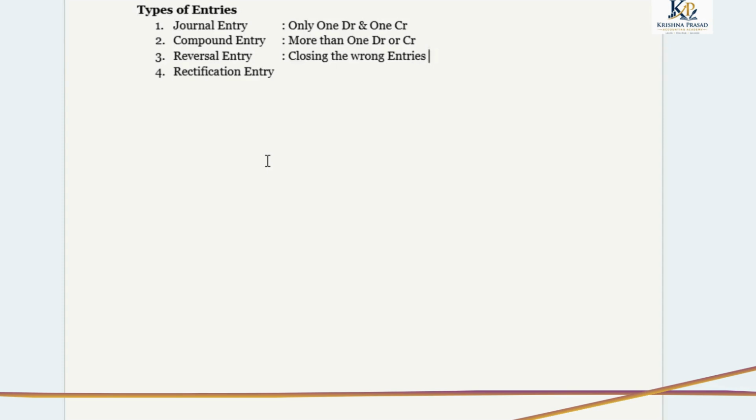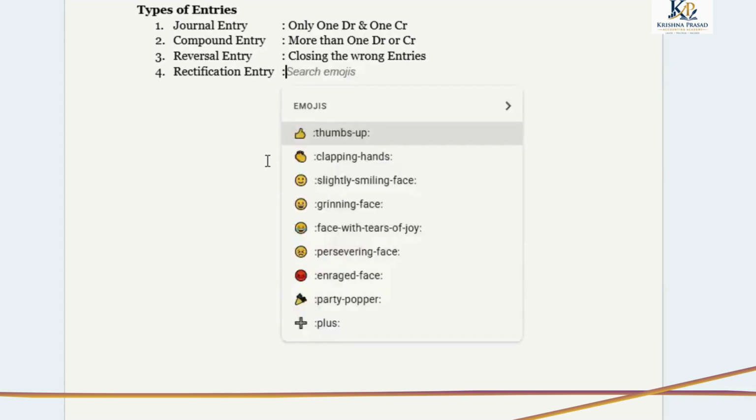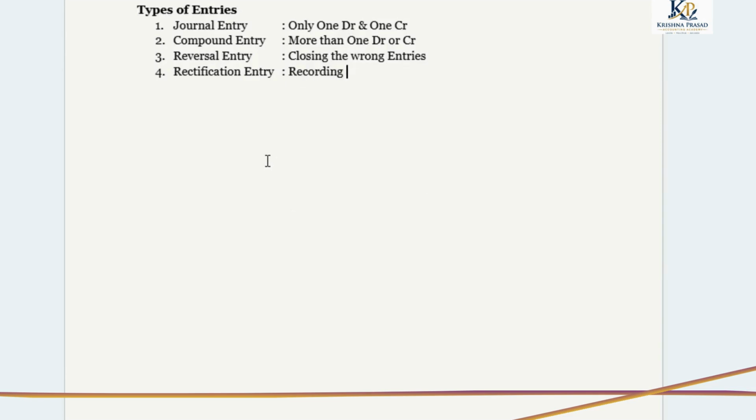What will happen? Debit and credit will be matched and the balance will become zero, right? So that is the reversal entry. And after that we can go with the rectification entry. That means recording the correct entry. Now again we need to prepare the purchase account debit to ABC traders, right or not?